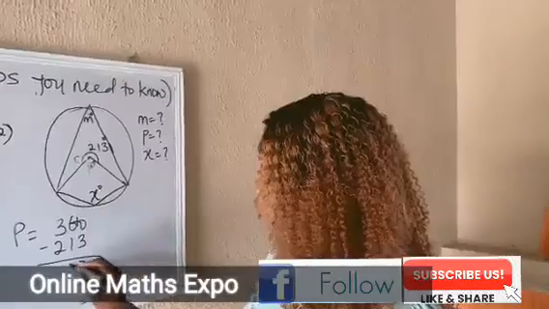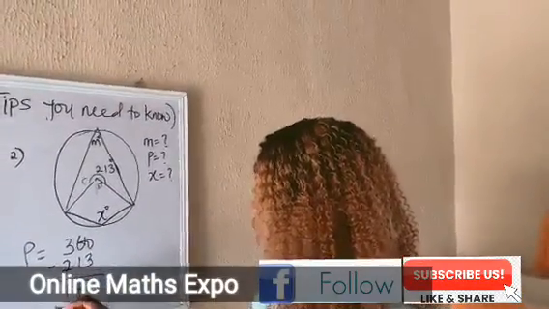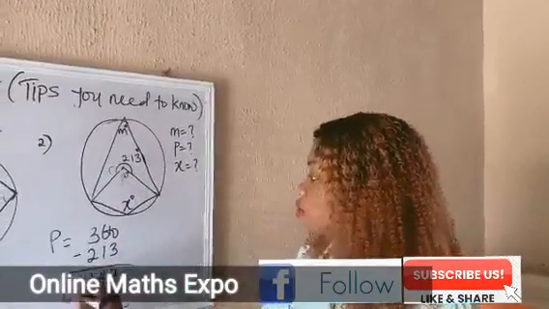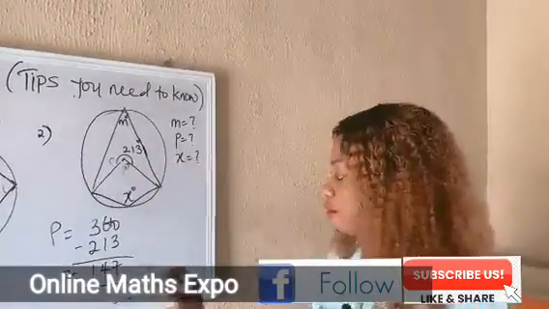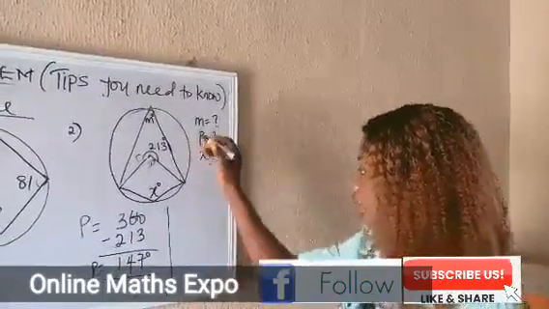5 minus 1 will give us 4. And 3 minus 2 will give us 1. So here angle P will give us 147 degrees. Then we can get angle M.